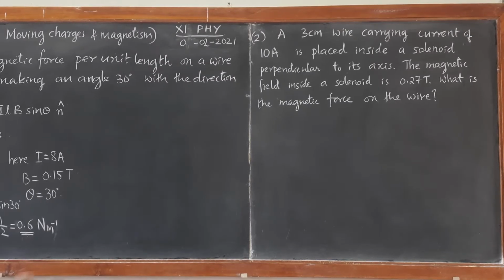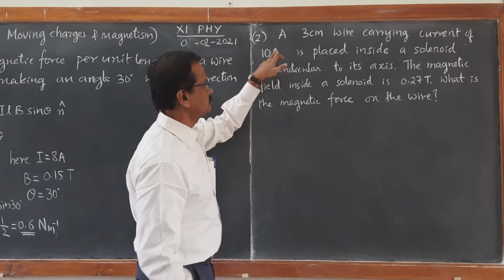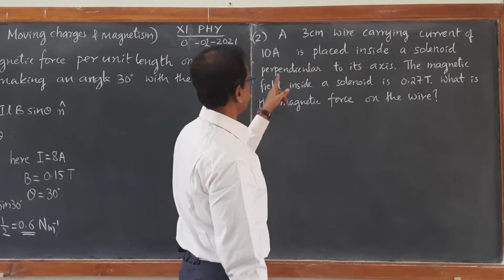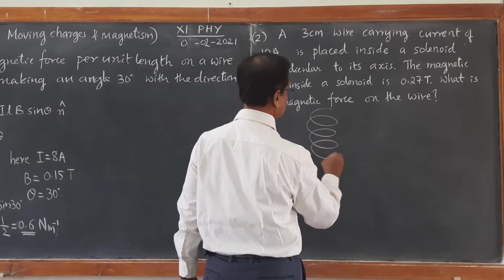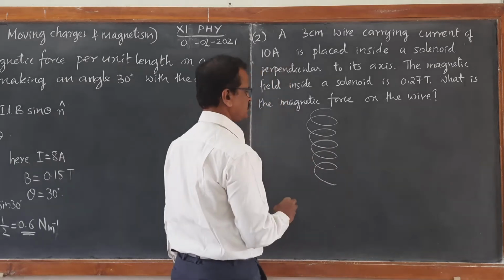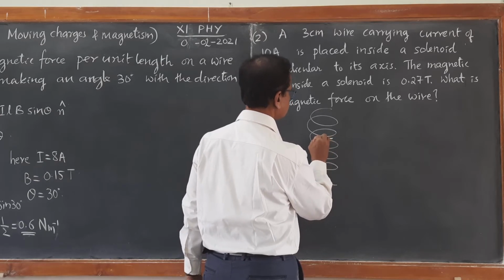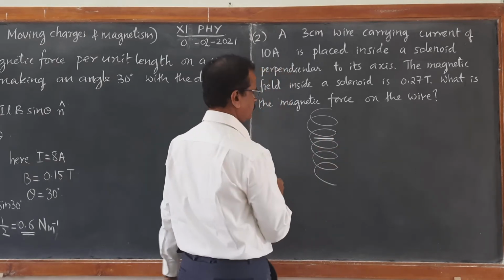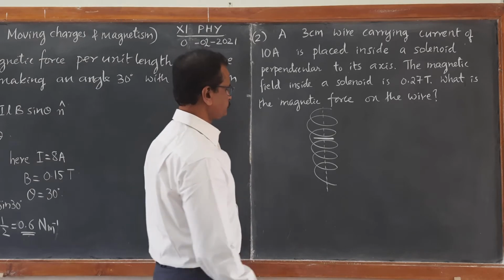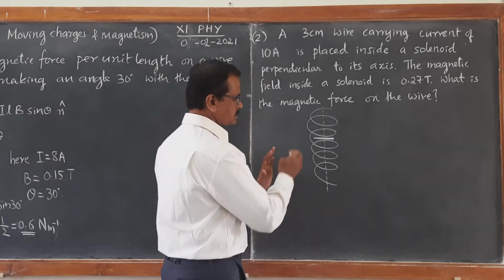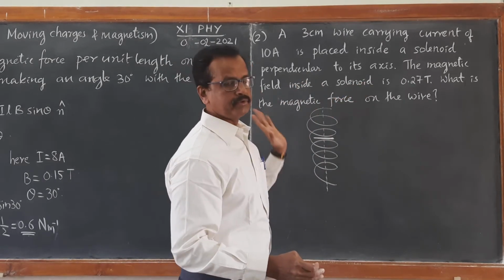Look at the second problem. A 3 centimeter wire carrying a current of 10 amperes is placed inside a solenoid perpendicular to its axis. Suppose this is a solenoid. In this, a 3 centimeter wire is kept inside the solenoid, perpendicular to its axis. This is the axis of the solenoid. You need not worry about what current is flowing through the solenoid. It is already given. The magnetic field inside the solenoid is 0.27 Tesla.